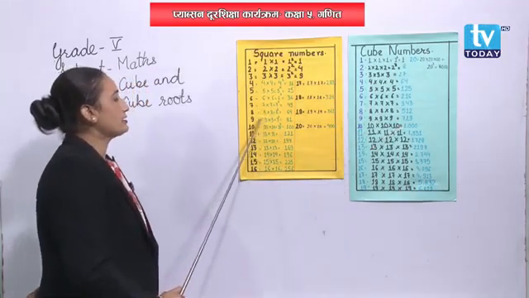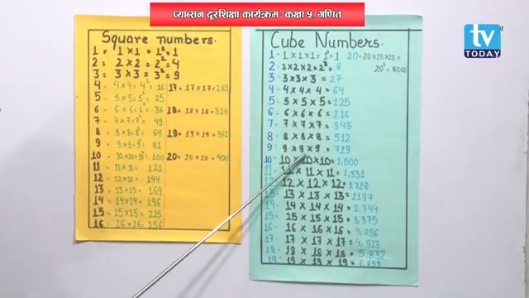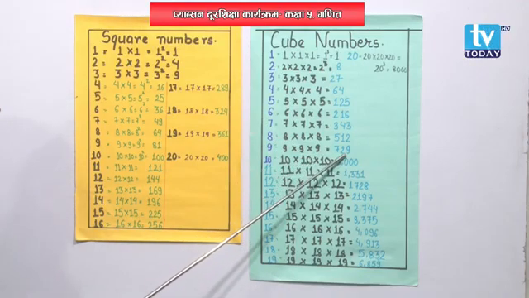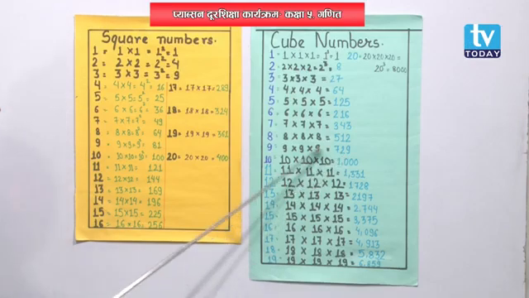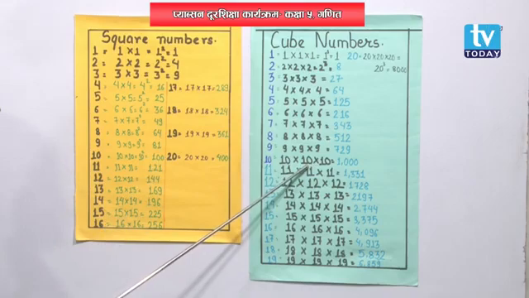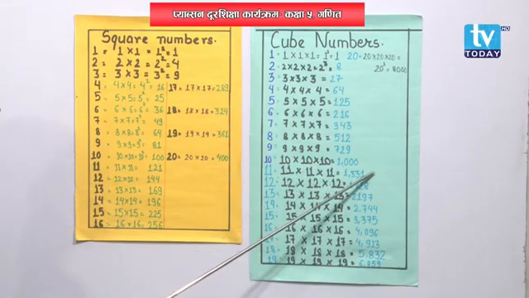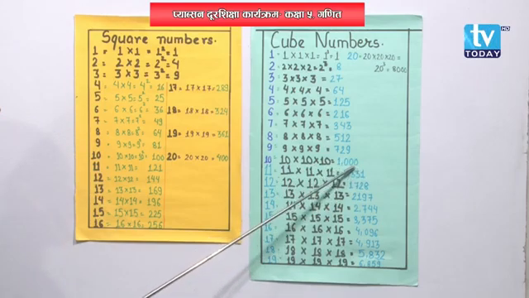Same here, 9 into 9 is 81, and 81 into 9 is 729. Okay, 10 times 10 is 100, and when 100 is multiplied again by 10, it becomes 1000. Are you getting 1000?